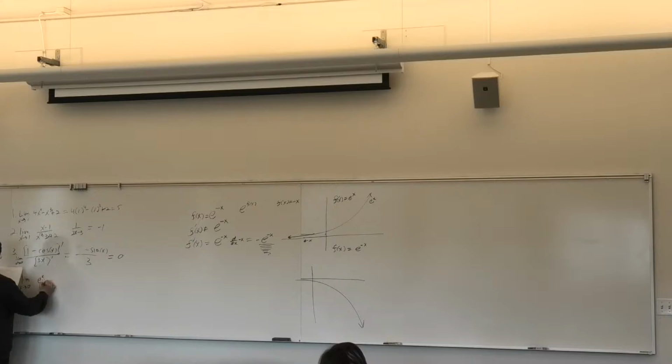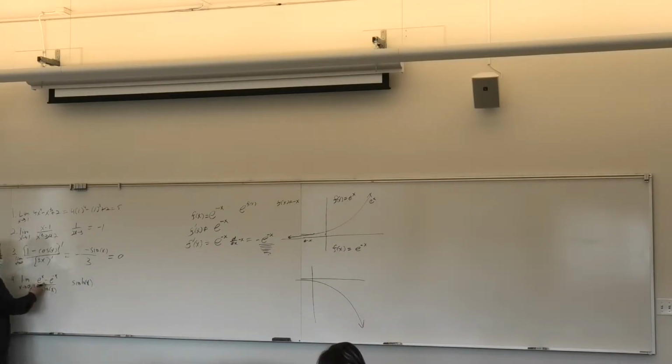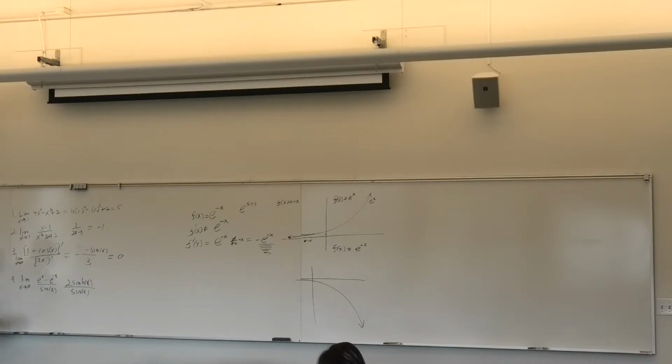So this is e to the x minus e to the minus x over sine of x. This goes to 0, 1 minus 1 goes to 0. You can apply L'Hopital's rule. Some people recognize that this looks a lot like sinh of x, except there's a divided by 2 missing. So you could do that if you wanted. That would work. And from here, you have to find the derivatives, either of this, this, and this.